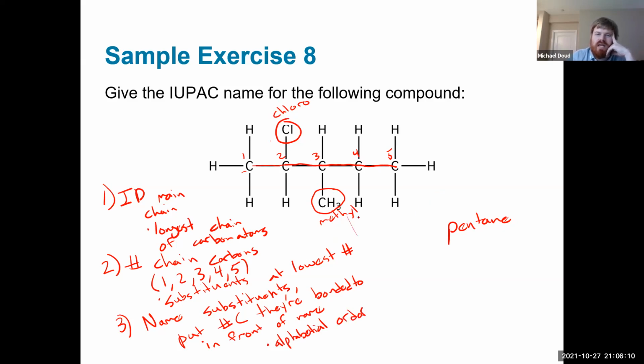Chloro is bonded to the second carbon. So we know that's going to be 2 chloro. So it's 2-chloro. Now we have a methyl group on 3, so that's 3-methyl. So we'll put 2-chloro dash 3-methyl. And now this methyl is just going to run right into the main name of the chain here, for a final name of 2-chloro-3-methylpentane.